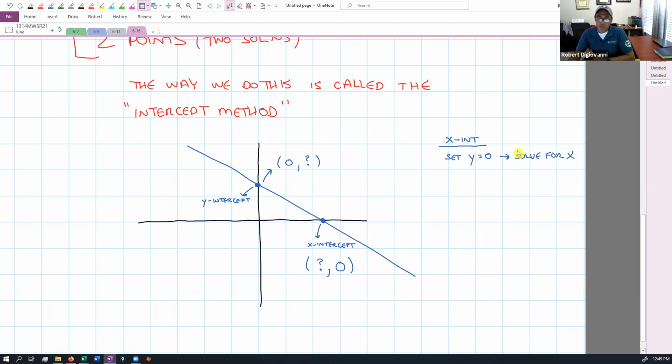The reason why we set y equal to 0 to find the x-intercept is because of what Dina just said. If we're trying to find the x-intercept, we know the y value must be 0. So we just replace y with 0 in the equation and then solve for x. If we want to find the y-intercept, just like Dina said, the x must be 0. So we set x to 0 and then solve for y.